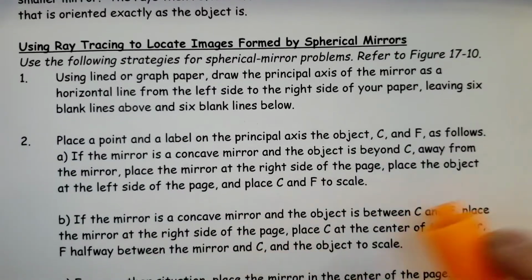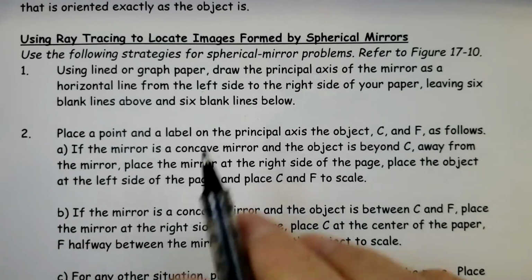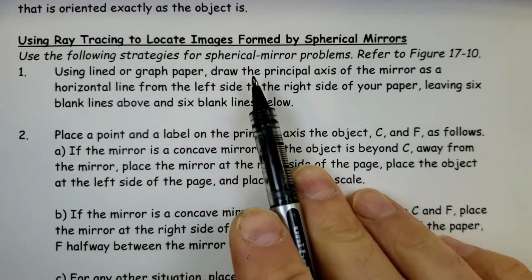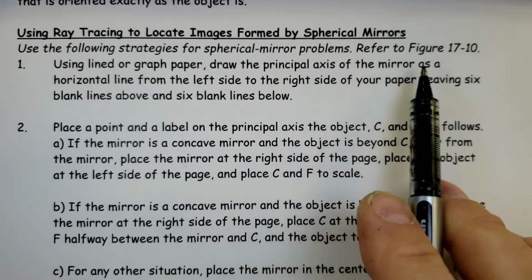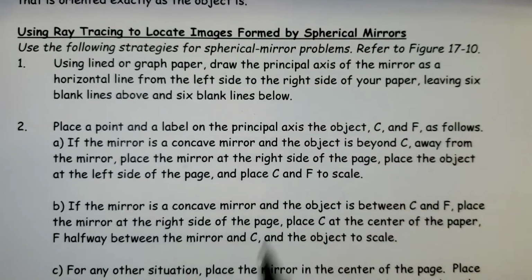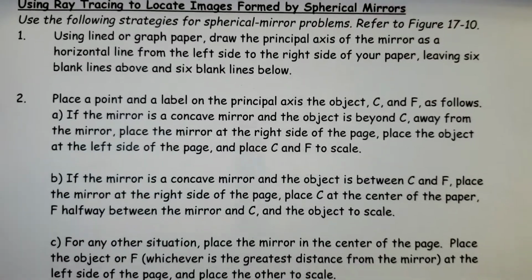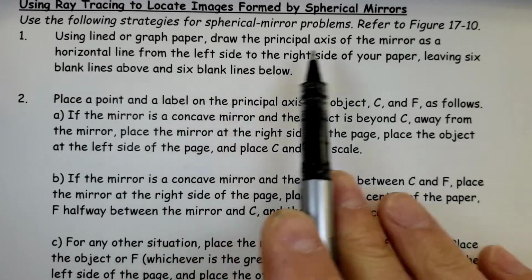So now we'll look at the rules for ray tracing to see how, in fact, we can do this. Using the following strategies for spherical mirrors, refer to figure 17.10, we can look at that. But what we'll do is we'll just go through these rules, then we'll come back to them as we draw it. So use lined or graph paper, that works the best.